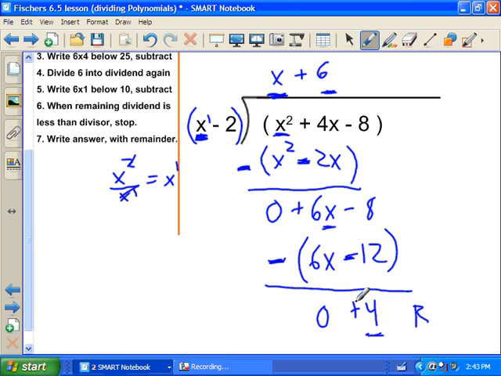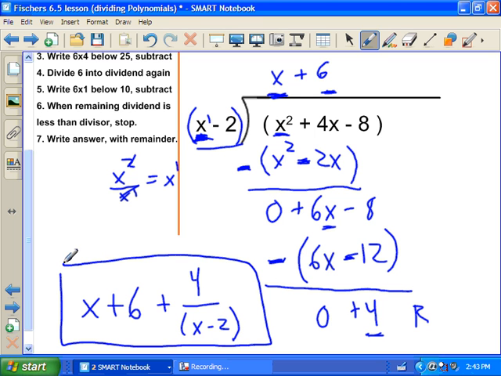Okay, so whenever my remainder has an x to a lower order, or a lower exponent than my divisor does, that's when I'm done. And my final answer is just this: x plus 6, oh, don't forget the remainder, plus 4 over whatever my divisor is, that's this whole thing, over x minus 2. That's how I do this. That is my final answer.